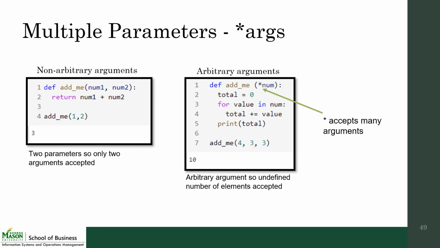So you'll notice in line 7, we have 3 arguments being passed into the addMe function, whereas in line 4 on the left-hand side, it's only limited to 2 because in the header of that definition statement, there are only 2 parameters, not using the arbitrary argument style. When using arbitrary arguments, the arguments that are going to be passed into the function will be stored as a tuple data type.